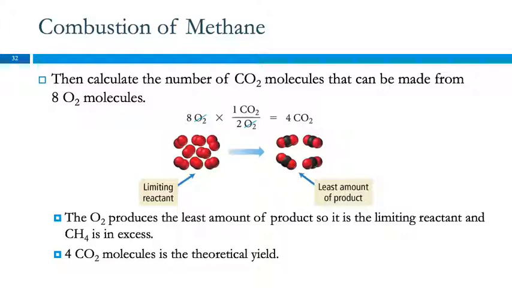So we find how much product can be made from each reactant, and then we're looking for which one is the smallest amount. That's the theoretical yield. Because at that point, one of the reactants has run out, and so production stops.